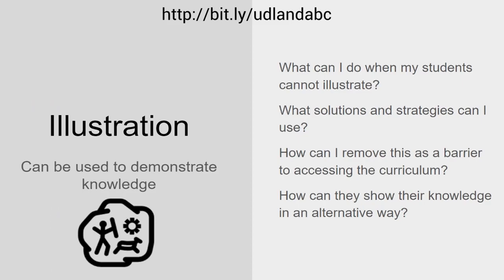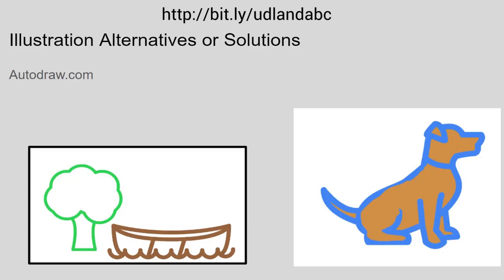So if somebody has difficulty with writing, they may have a difficulty with illustrating or art. Many years ago, we did cave art. We used chalk art. We don't necessarily have to do that anymore. So we want to make sure that our students, again, are not having this fine motor issue as a barrier to them accessing the curriculum. So how can we show our knowledge in an alternative way?